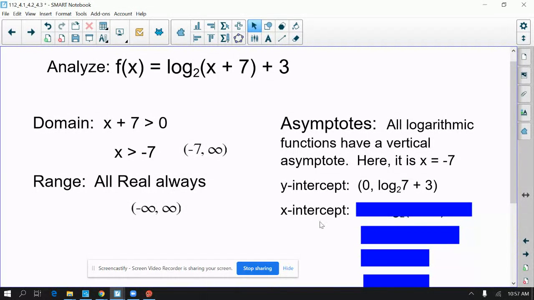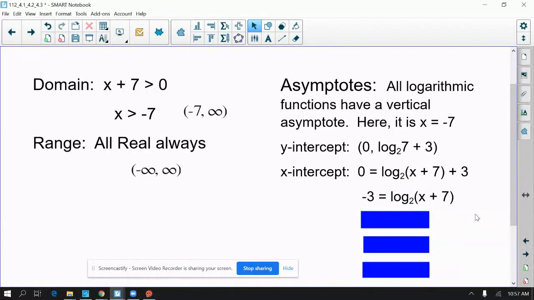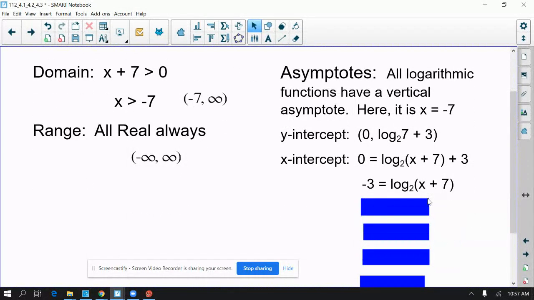X-intercept. The x-intercept is always when y equals 0. So if you let y equal 0, what will x be? Just a little bit of solving. So I'd have to get x by itself. Let's subtract 3 first. And then now what? This logarithm equals negative 3. Logs equal exponents. So negative 3 is the exponent on 2 that will result in x plus 7. So 2 to the negative third equals x plus 7.